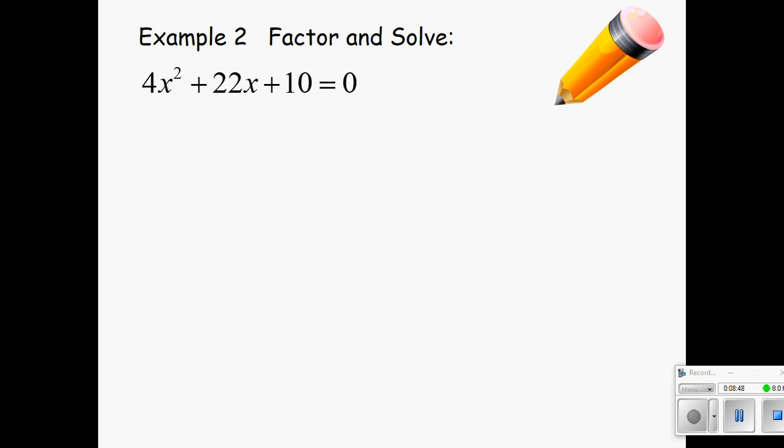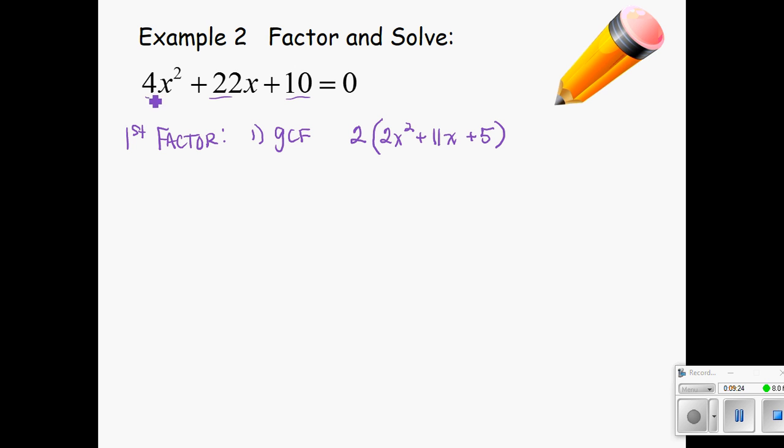All right, let's do example number 2. Factor and solve. First thing we do is we factor. Oh, first we should use GCF. Do they have anything in common? Yes, they do. They have a 2 in common. So I'm going to divide out the 2. That leaves me with 2x² + 11x + 5. That's almost easier to factor now once we take that GCF out.